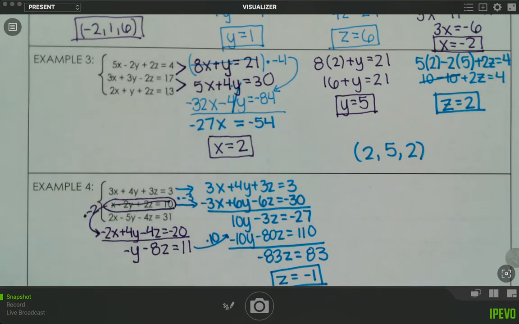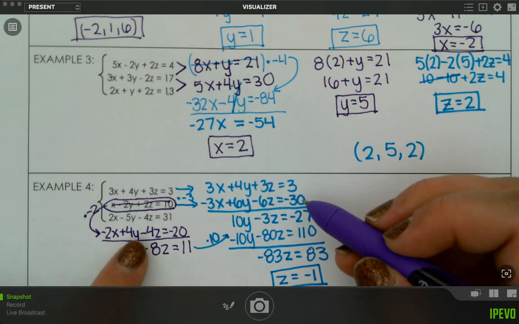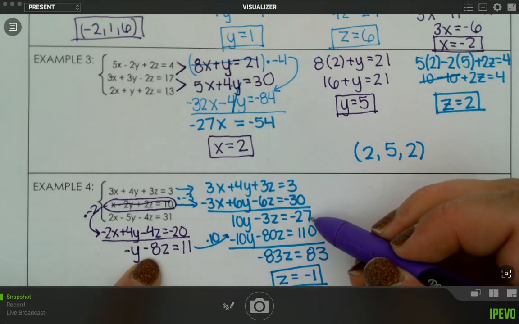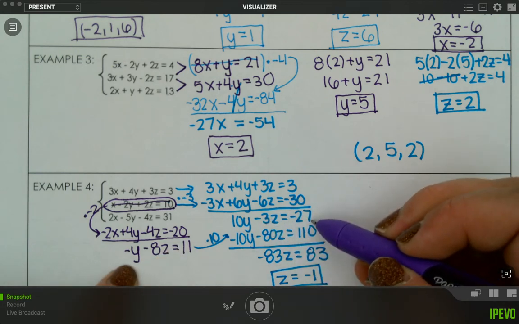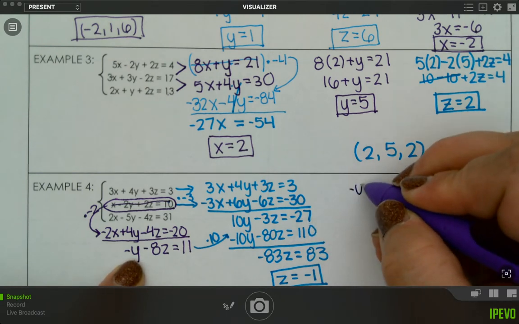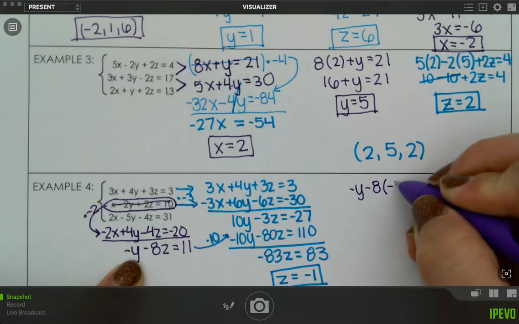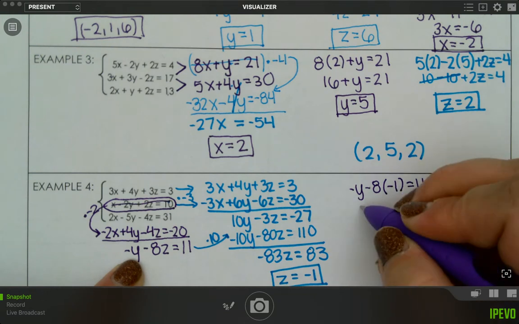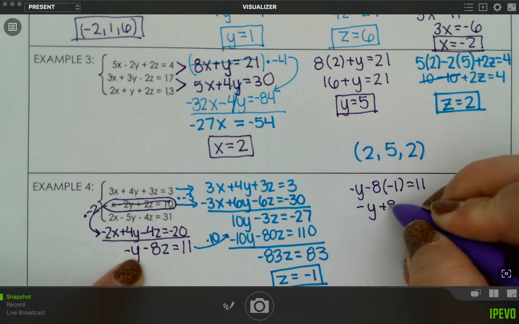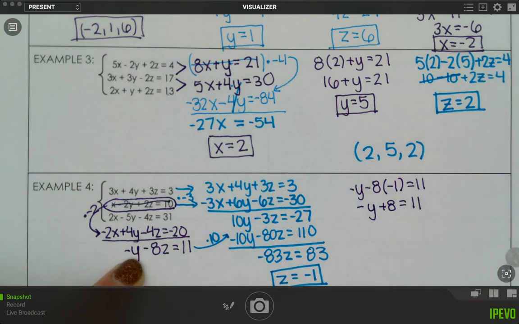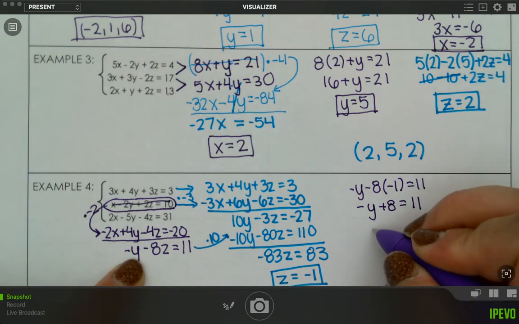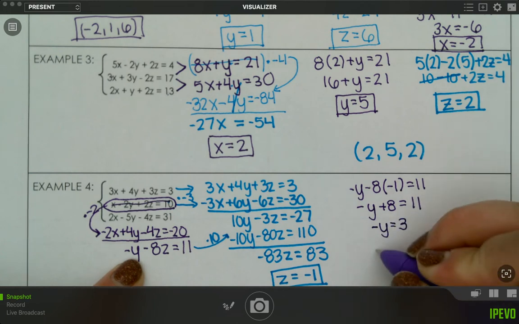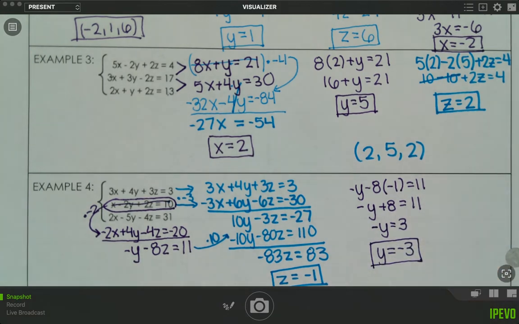Okay, I need to plug that back in to either one of these two equations, these two equations that I had with just y and z. I'm going to plug it back into this one because that seems a little bit easier. So negative y minus 8, instead of z, I'm going to write negative 1, equals 11. Well, negative 8 times negative 1 is positive 8. I can subtract that 8 to the other side, and I get negative y equals 3. So y equals negative 3, because I divide by a negative at the end.